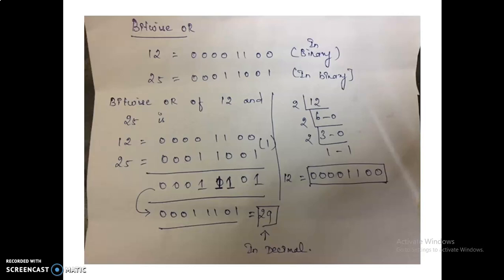Next one is bitwise OR. Bitwise OR means if either one of the bits is true, the output will be true. If both the bits are false, the result will be false.